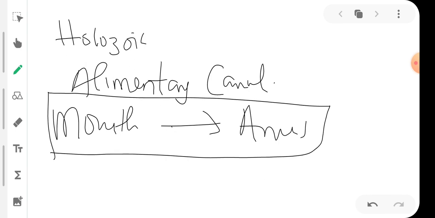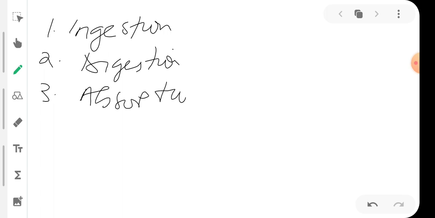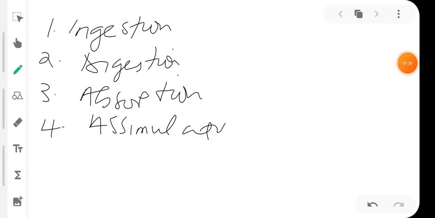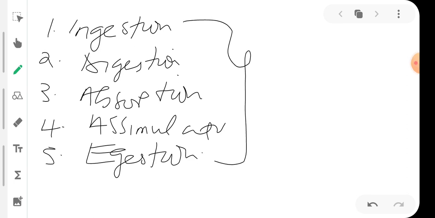This is the process summarized by the process of digestion. So, under the Holozoic type of nutrition, this type of nutrition involves five stages. The first stage is ingestion. The second stage is digestion. The third stage is absorption. The fourth stage is assimilation. And five, egestion. So these are the five processes that accompany Holozoic nutrition. And I'll define all these terms.